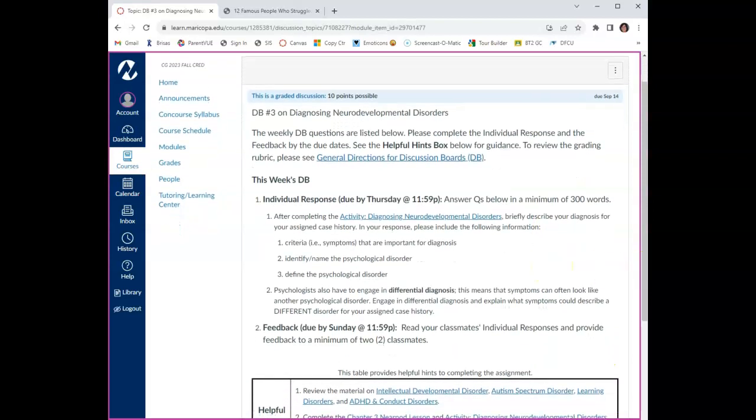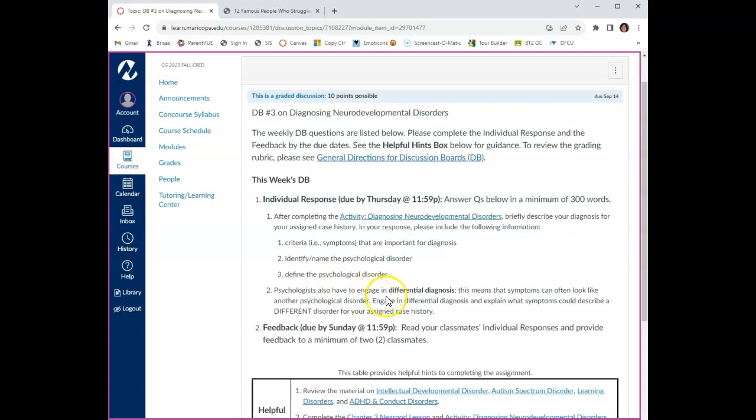The second assignment is discussion board on diagnosing neurodevelopmental disorders. This discussion board ties back to the activity and your diagnosing of your assigned client. For your discussion board, you will share your diagnosis for your assigned case history. Please include criteria and symptoms that are important for diagnosis, and define and identify your psychological disorder for the class.